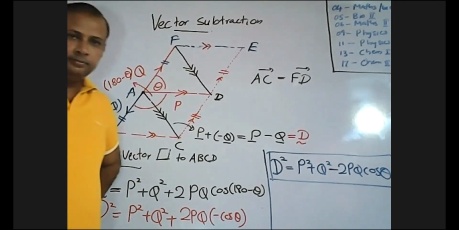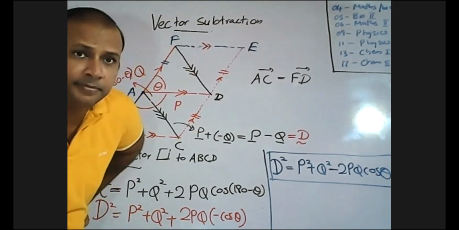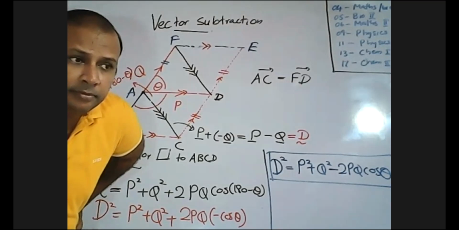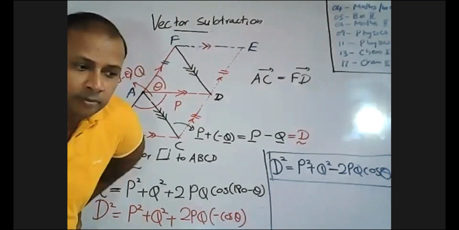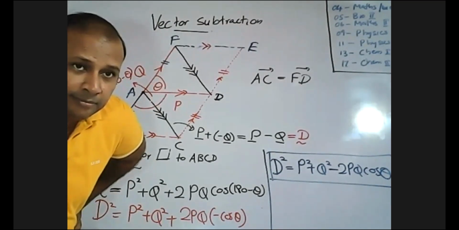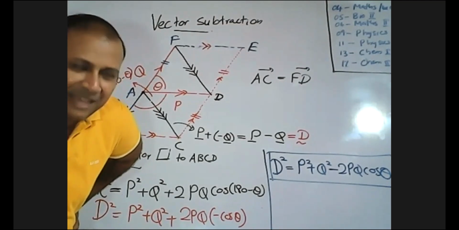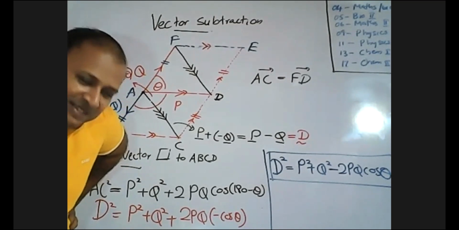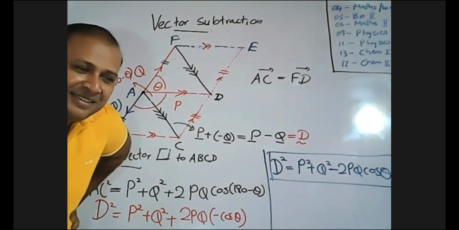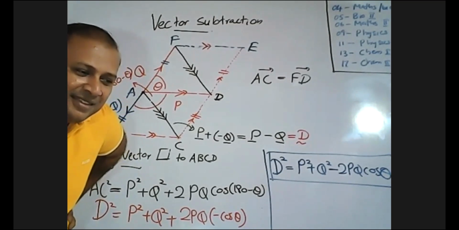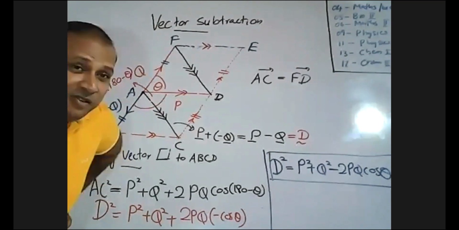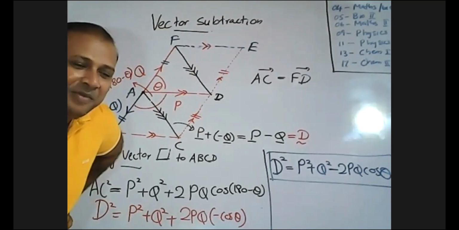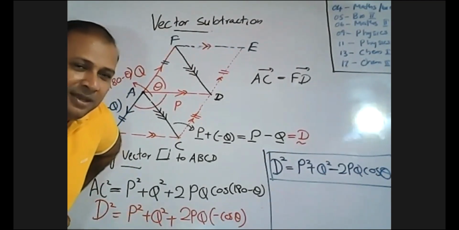Sir, small question. What if the angle was 90 degrees? If the angle was 90 degrees, then the addition and the subtraction would be the same in magnitude, except the direction will be different. I will give you a lot of questions regarding that. There are a lot of relationships.